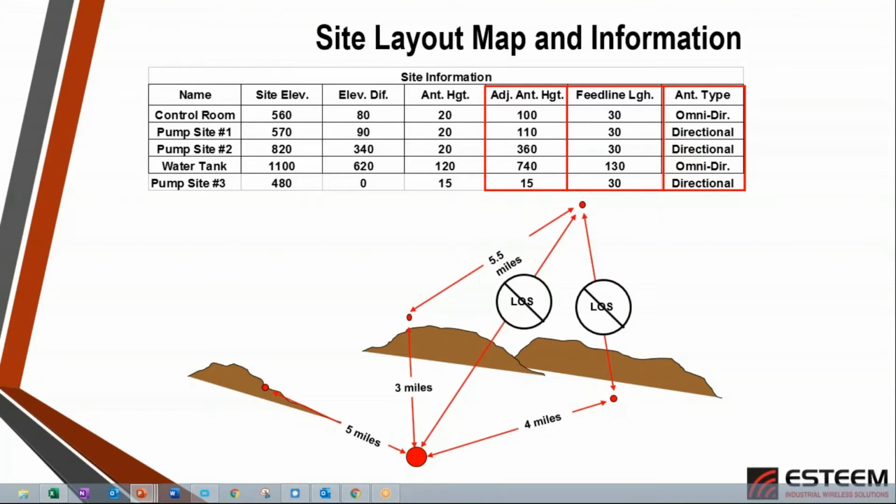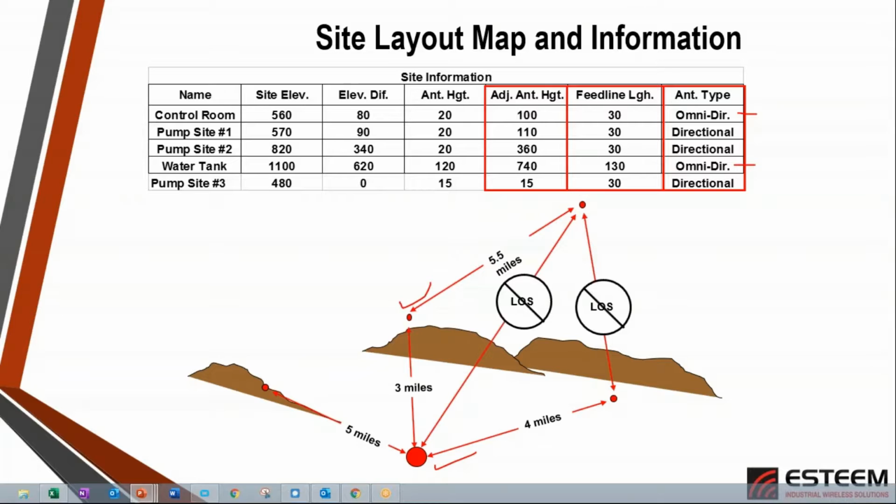Now that we have our adjusted antenna height for each of those locations and the feed line lengths, we can also go back to, like we covered in the first one, what type of antennas do we need? We know that all the points that are going to communicate to more than one site need to use an omnidirectional. So our control room, which is down here, and our water tank, which is going to act as the repeater, those 2 points are going to be our omnidirectional antennas.